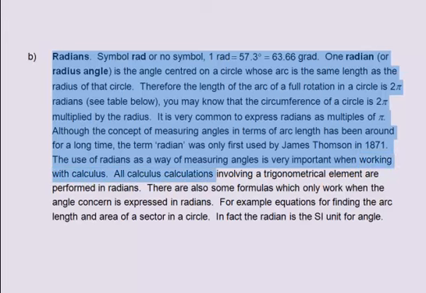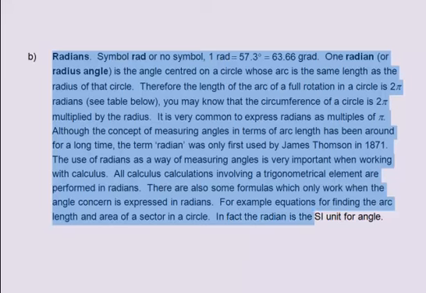All calculus calculations involving a trigonometrical element are performed in radians. There are also some formulas which only work when the angle concerned is expressed in radians. For example, equations for finding the arc length and the area of a sector in a circle. In fact, the radian is the SI unit for angle.